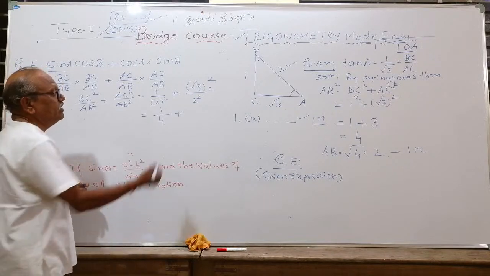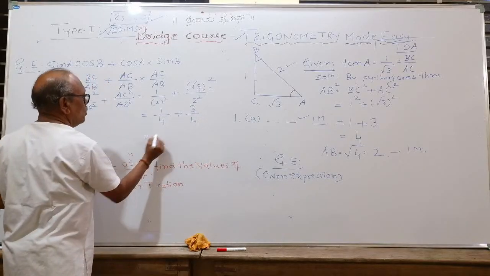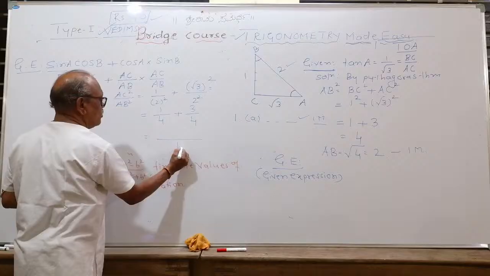Time will be wasted. Root 3 square will be 3 by 4. What is the LCM? LCM is 4.